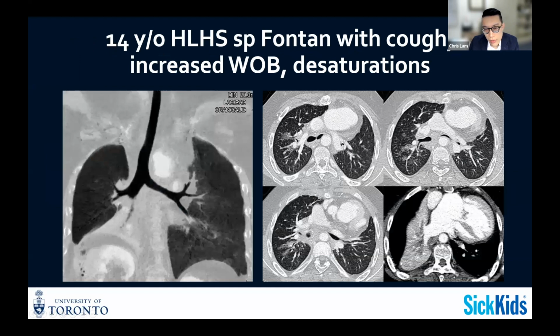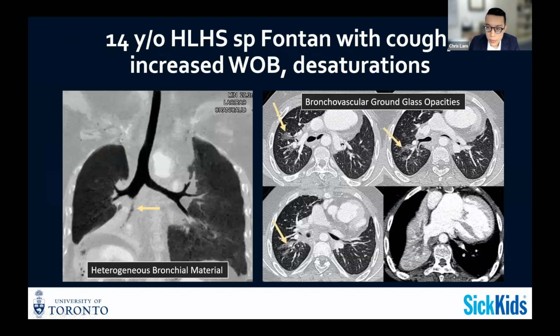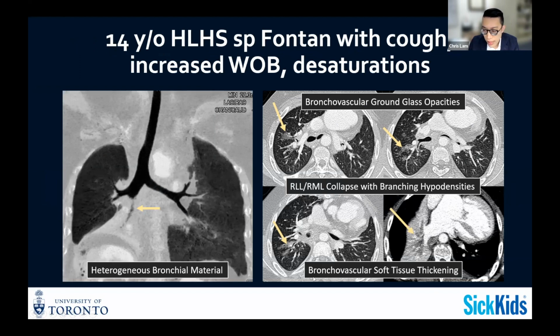So what does it look like? On CT, you have heterogeneous bronchial material in this patient with plastic bronchitis. You can see bronchovascular ground glass opacities, which to me is lymphatic leakage. You have more evidence of this heterogeneous hypodense material in the airway. And you have bronchovascular soft tissue thickening, which reflects lymphatic congestion.